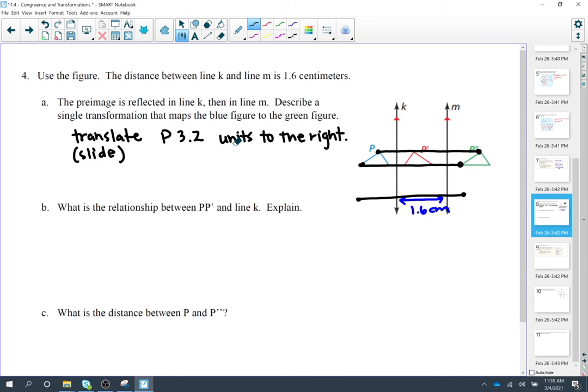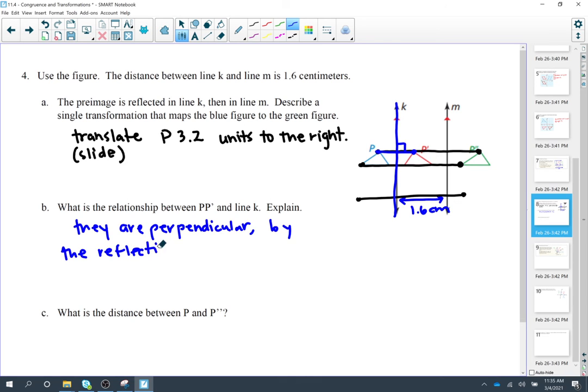What is the relationship between PP prime and line K? So PP prime is the line right here. What is the relationship to the line K? And the relationship is they are perpendicular. And then it says explain, and we know that by the reflections in parallel lines theorem.